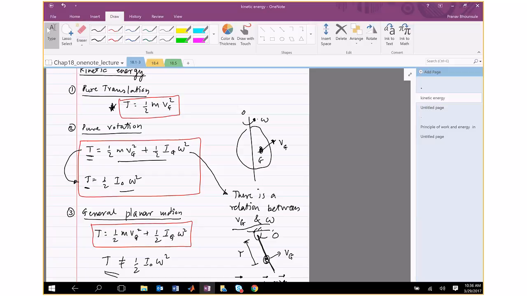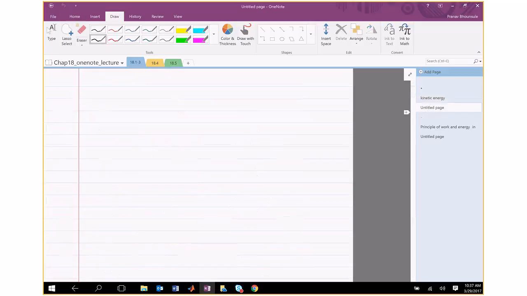General planar motion. That's fine, but you could also use pure rotation because there's no slipping. So if you take the inertia about the contact point, then you don't have to. It's up to you. You can use either of them. Let me just use the general planar motion. In fact, I'll show you that it actually boils down to the other expression.